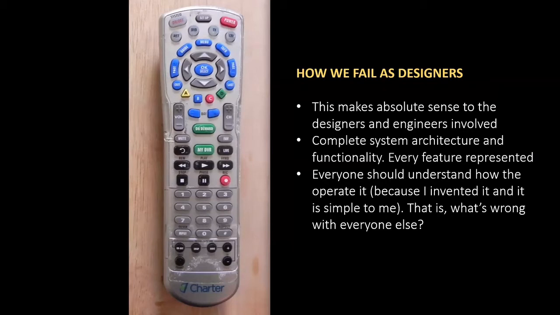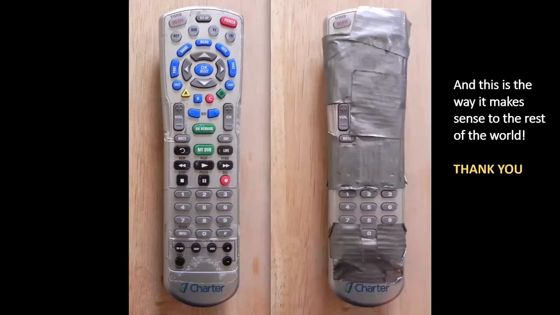This is a bit of a pet hate of mine, a pet peeve, how we fail as designers. This is a picture of something we're all familiar with, a remote control. It's actually the crystallization of things that annoy me. This is a system architecture which designers and engineers get frustrated with other people because they can't operate it at the same level that they can. And they say, why can't you do that? The point is that this is what the market wants, and this is how we help them navigate the world.